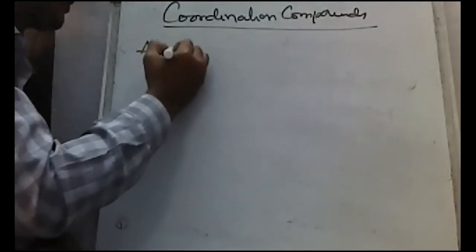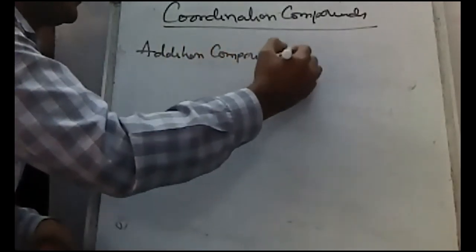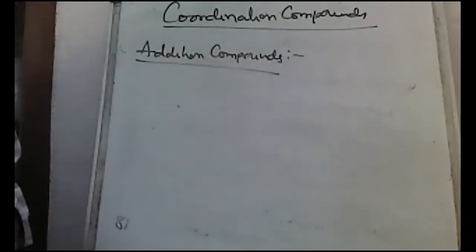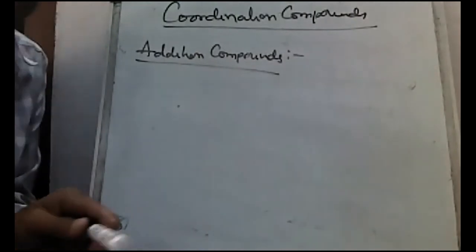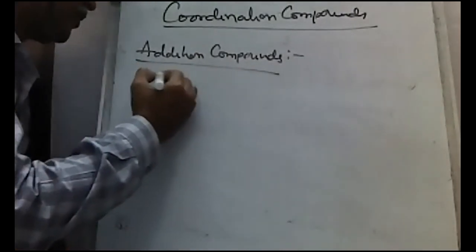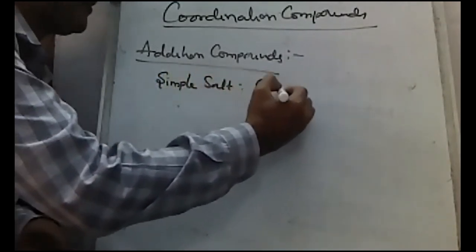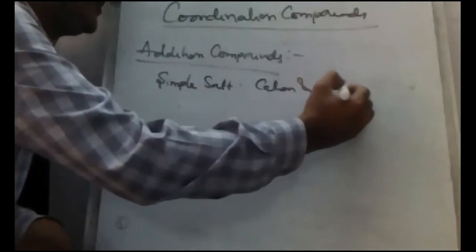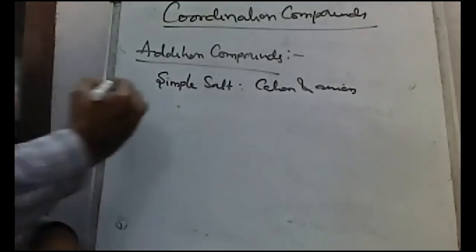Before going to complex compounds, coordination compounds, we need to know what addition compounds are. We know what a simple salt is. A simple salt consists of a cation and an anion.